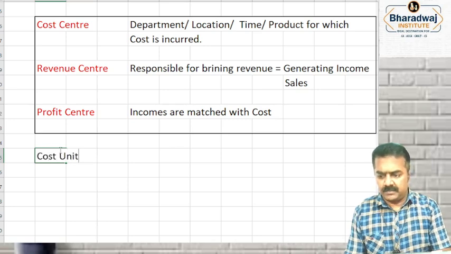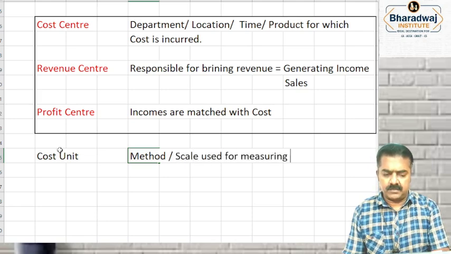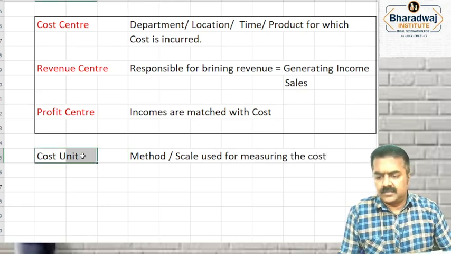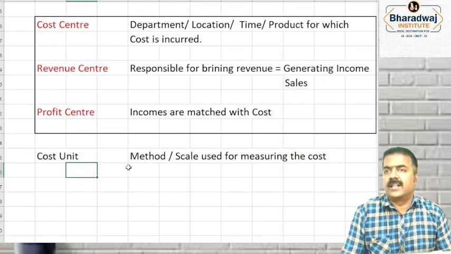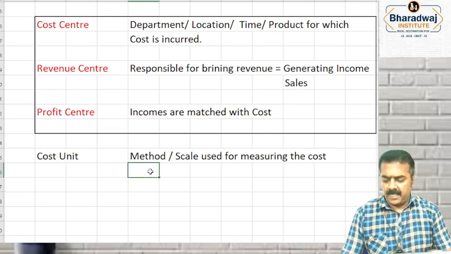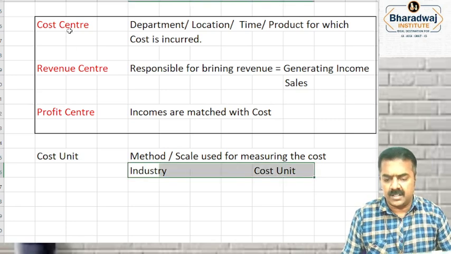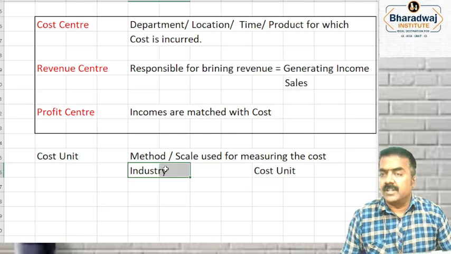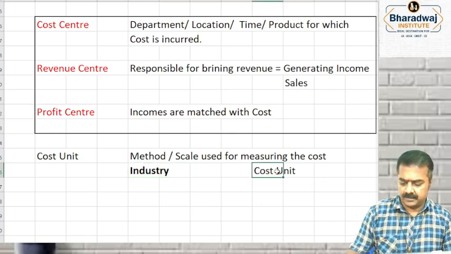cost unit. What is cost unit? Method or scale used for measuring the cost. It depends upon the nature of the product and nature of the industry. For example, have this example because sometimes they test this in the exam. They ask you either match the following question or they will ask you what is the cost unit for this particular industry, like that.